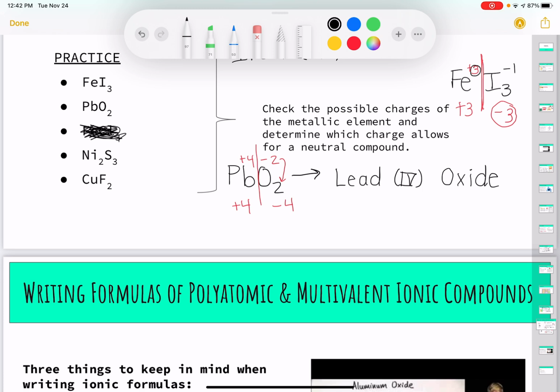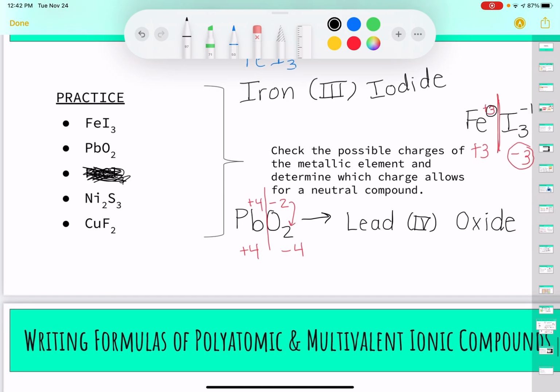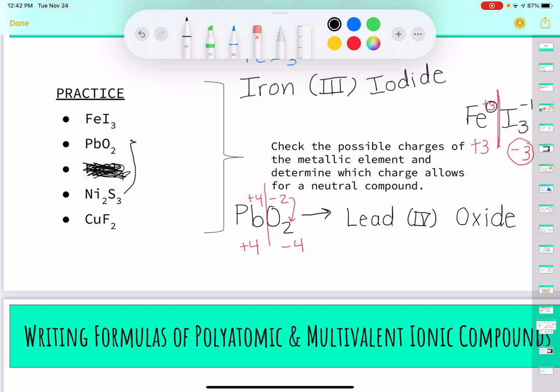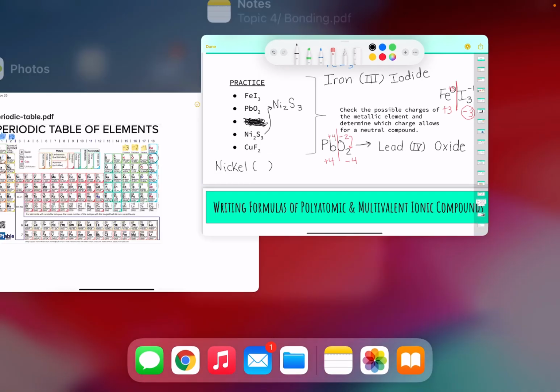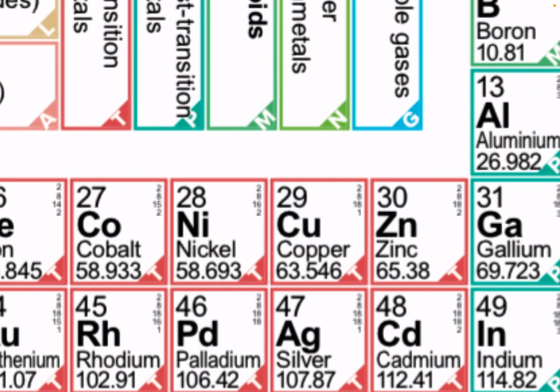I'm going to do Ni2S3, and then we'll move along. I'll do it right here. All right, so let's do Ni2S3. Our first step here is to figure out what Ni and S are. If we look up Ni, it is nickel. It's in that transition metal area, so we don't know what the charge of it is. I'll show you where it is. It's number 28, nickel.